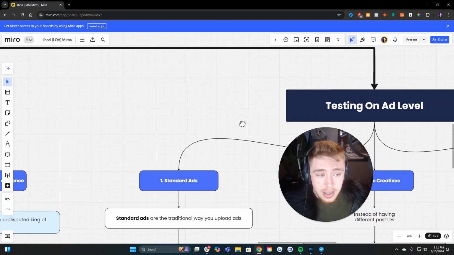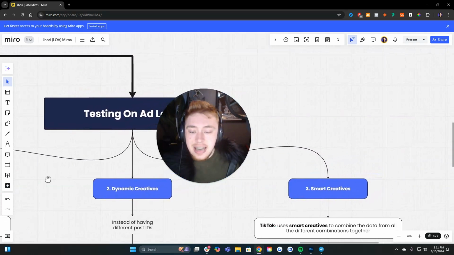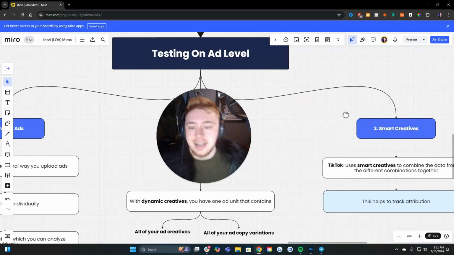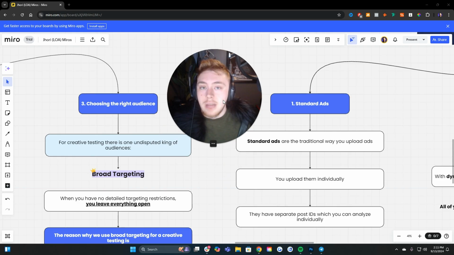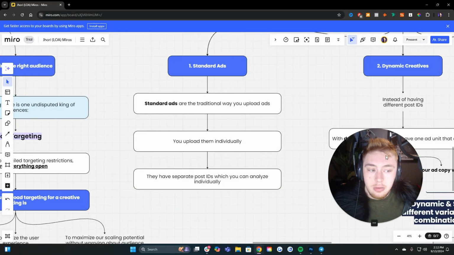Okay. On the ad level, we have 3 options. We can choose standard ad uploads, dynamic creative, or smart creative, with TikTok specifically. We'll get to that in a second. Standard ads are the traditional way you upload ads, individually, post IDs, right? And you have separate post IDs that you can analyze individually for each test, but also across the entire account.